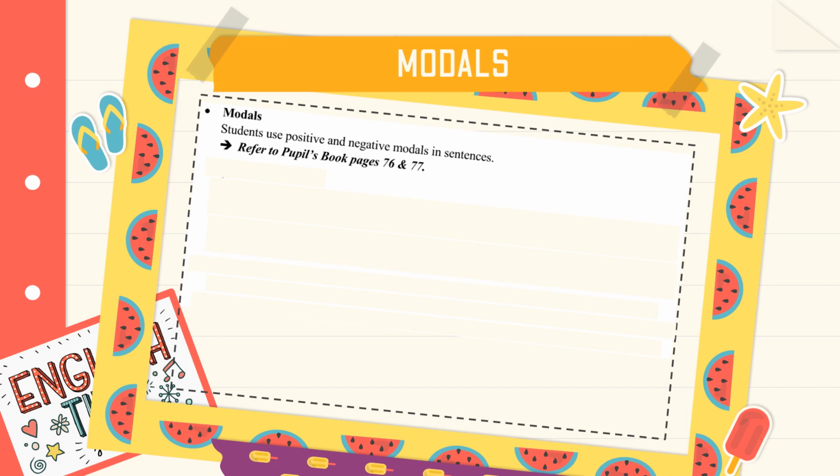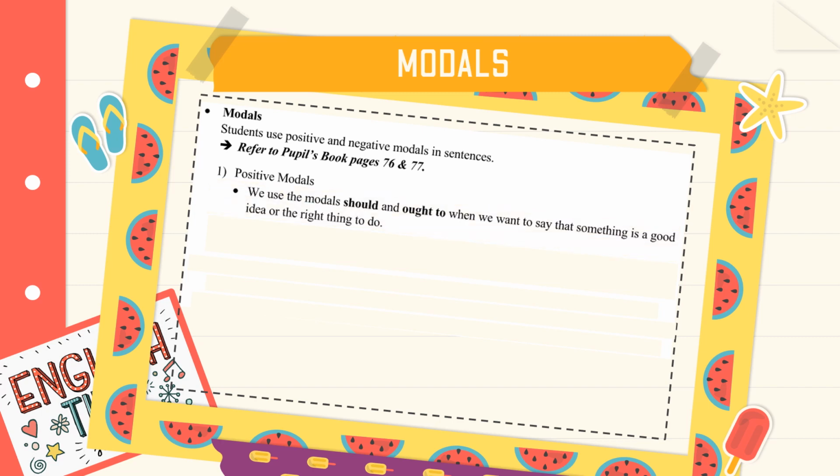Our next stop is modals. Here you need to be able to use positive and negative modals in sentences. If you want to know more about it, you can check your pupil's book page 76 and 77. Now, positive modals. We use the modals should and ought to when we want to say that something is a good idea or the right thing to do. Okay? So should has the same meaning as ought to. You can choose between should or ought to.